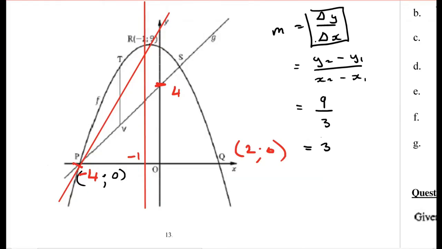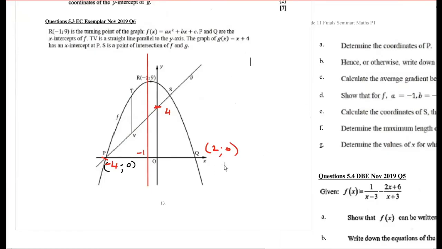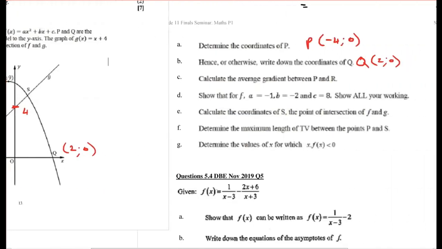Okay. Why are they calling it the average gradient? Why are they not just saying find the gradient of PR? Can you work out the gradients of a parabola? Yeah, good. It's not constant. And that's what grade 12 calculus is going to do, where you can work out the actual gradient at a specific point. Now in grade 9, 10, 11, you just have a linear average gradient. Exactly. Good.